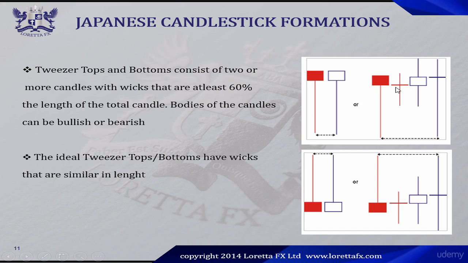Okay, tweezer bottoms. Now with tweezer tops and tweezer bottoms, we want the wicks of the candles to be at least 60% of the total length of the candles. We want the wicks to be longer than the bodies of the candles. Okay, and if the wicks are relatively equal in length, that is also very good. The wicks can be of different length, but when they are relatively equal or close to each other in length, that is absolutely amazing. Okay, the ideal tweezer tops and tweezer bottoms have wicks that are similar in length.